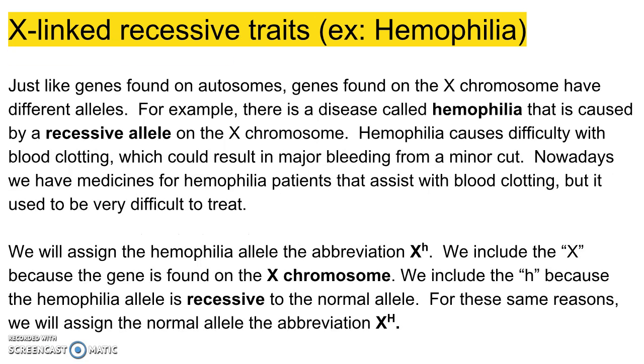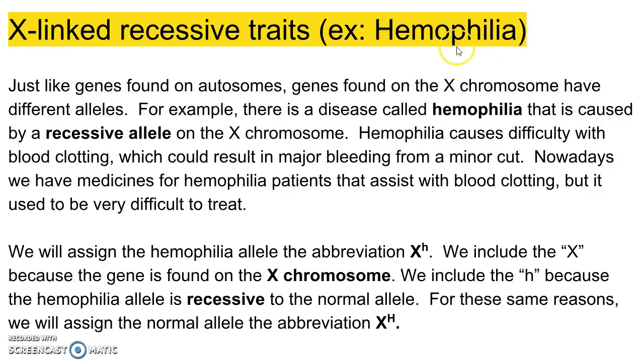Now, we can have different alleles for the genes found on the X chromosome. For example, there's a disease called hemophilia that's controlled by a recessive allele on the X chromosome. And hemophilia causes you to have difficulty with blood clotting, so you could have a lot of bleeding resulting from just a minor cut. Nowadays, we have synthetic clotting factors that we can use to treat hemophilia patients so that the symptoms of their disease aren't as severe.